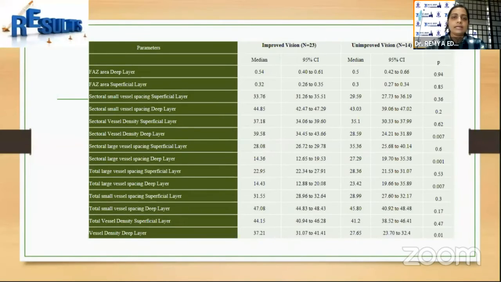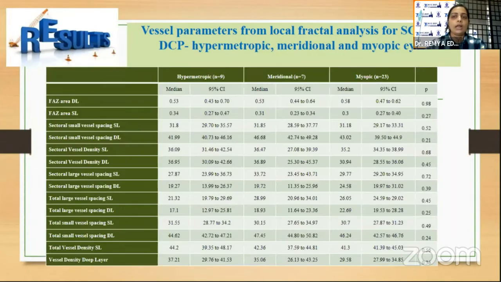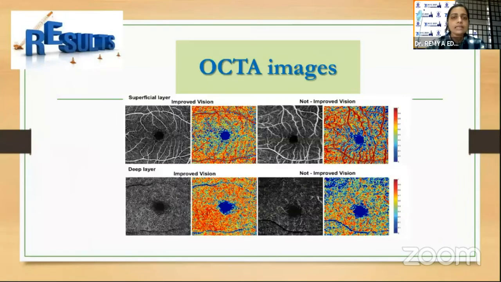Coming to our results, the parameters which showed significant difference between the improved and unimproved eyes were sectoral and large vessel spacing in the deep layer and the total vessel density in the deep layer. These are the vessel parameters in the hypermetropic, meridional, and myopic anisometropic amblyopes, but they didn't show any significant association between these three groups. These are the OCTA images.